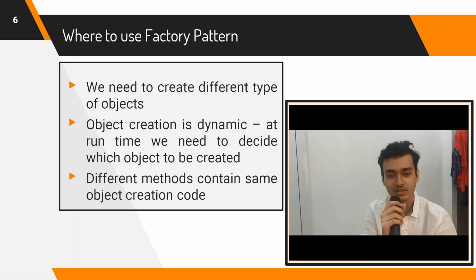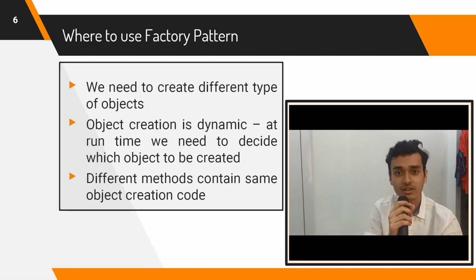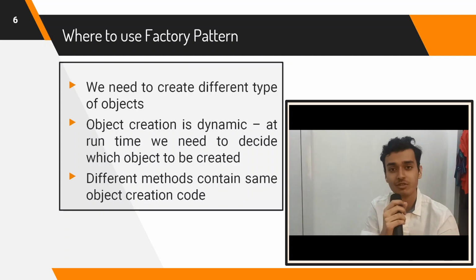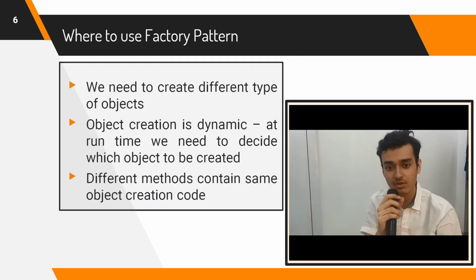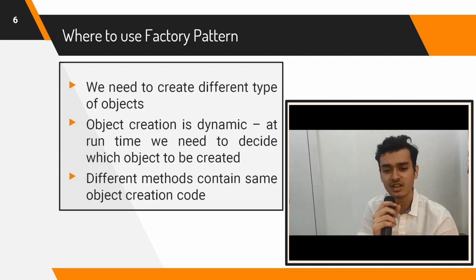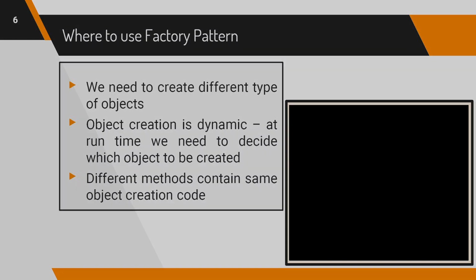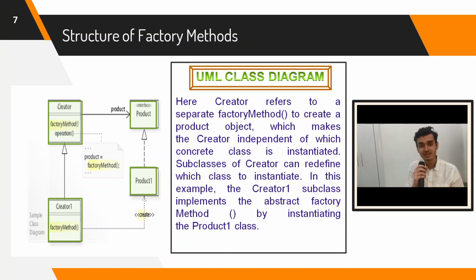Use this method where we need to create different types of objects or where the object creation is at runtime and different methods contain the same object creation code. Look at the structure of factory method. Here is a UML class diagram in which a creator refers to the separate factory method to create a product object, and its subclass Creator1 implements the abstract factory pattern by instantiating the Product1 class.